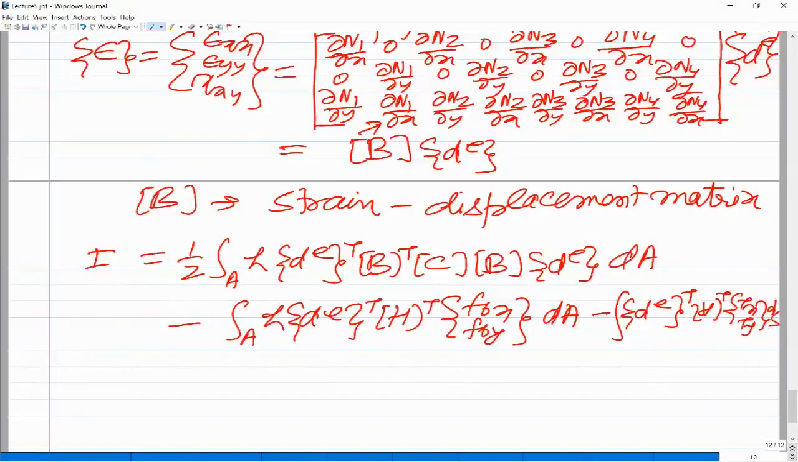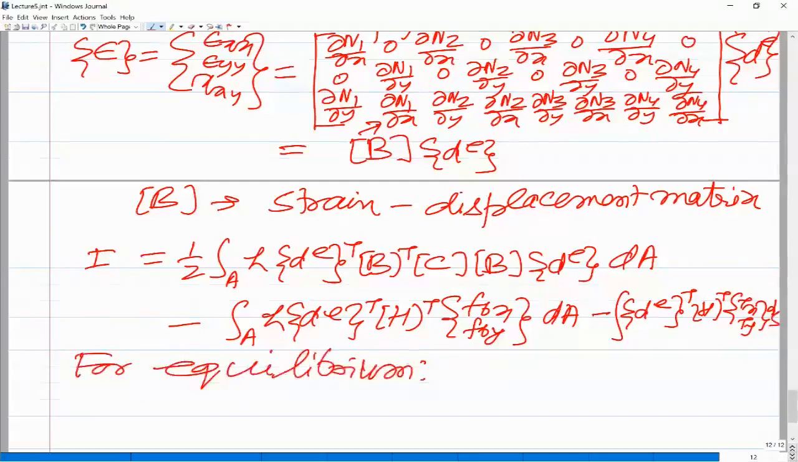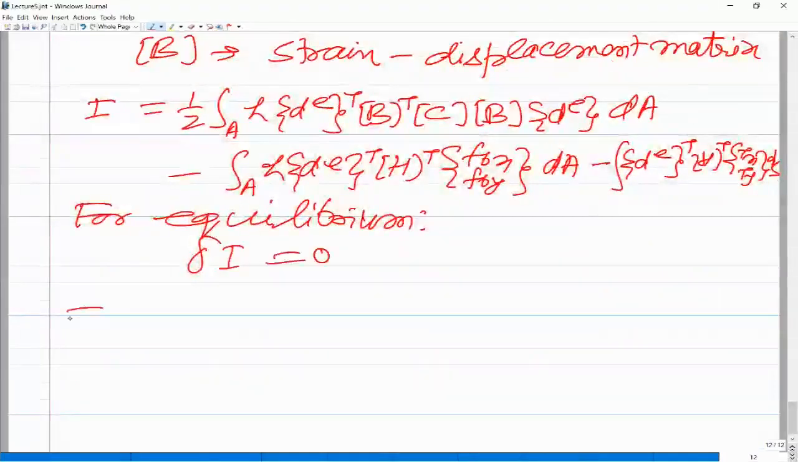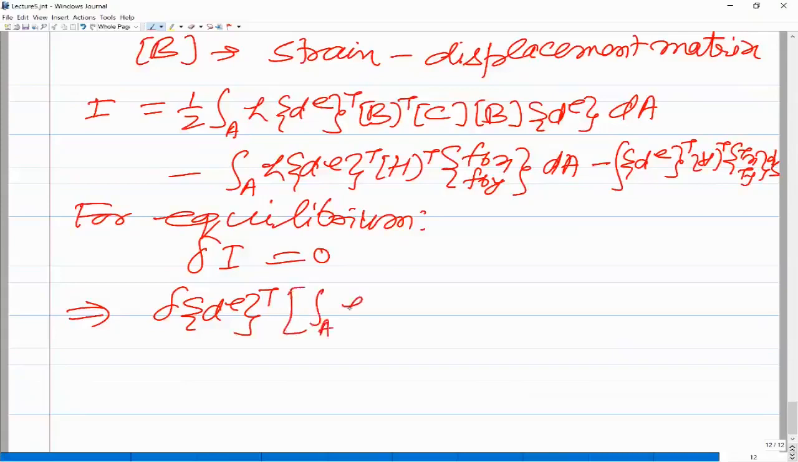So this is your I. Now for equilibrium, we have this delta of I equal to 0. So when you write the expression for delta of I, as I have told you in the 1D problems, delta of D can be taken out of the integration sign. So we can write it as delta of D transpose, and then we have this integration over area H into B transpose into C into B dA.